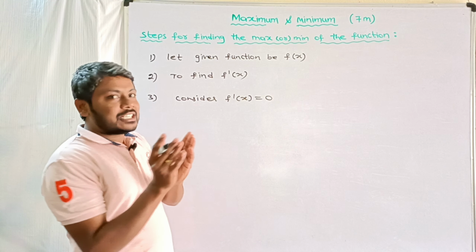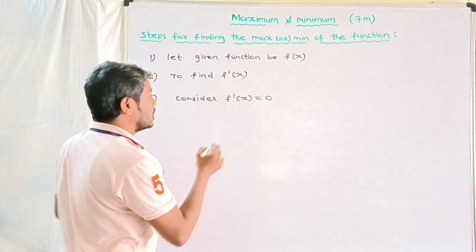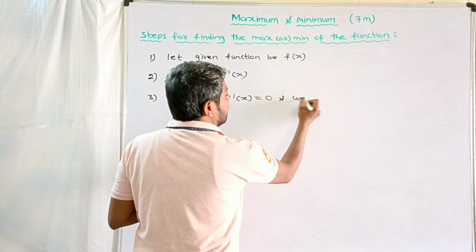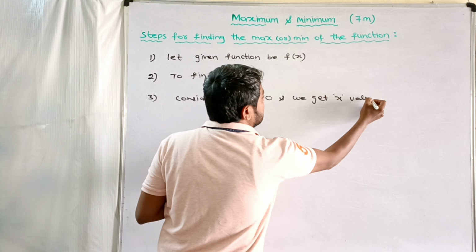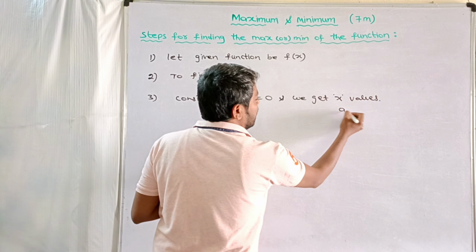So at this we will get some values of x, and we get x values, some a and b.